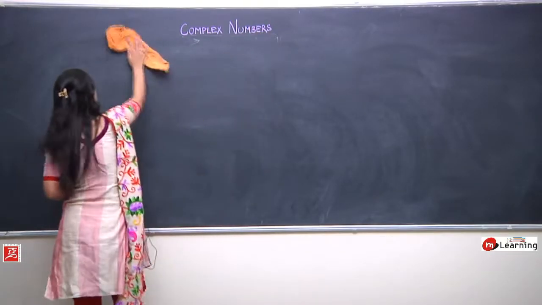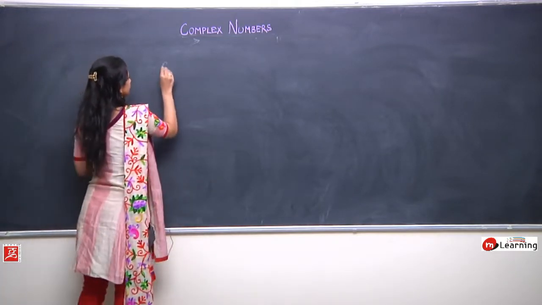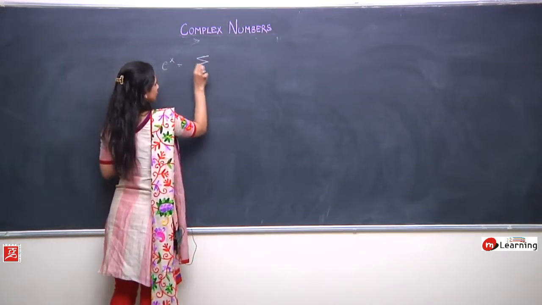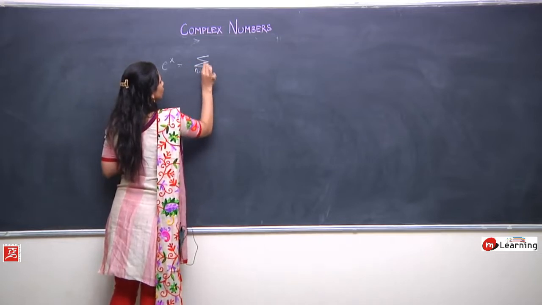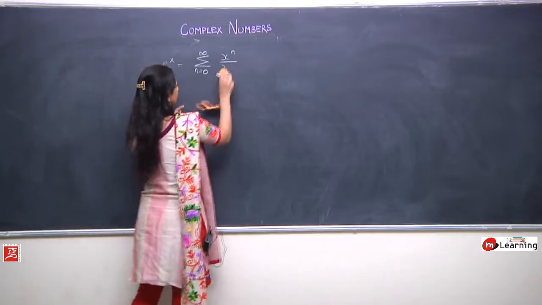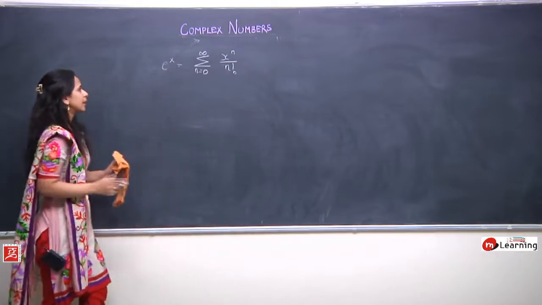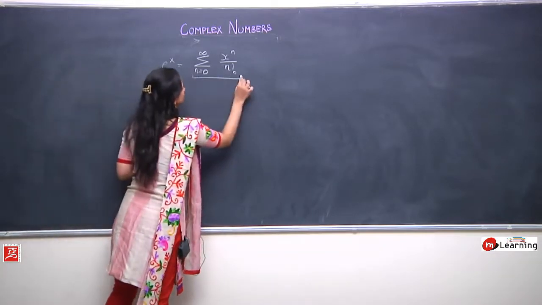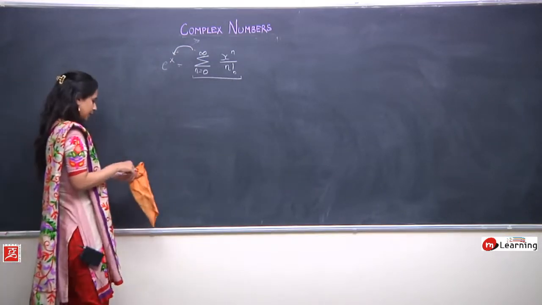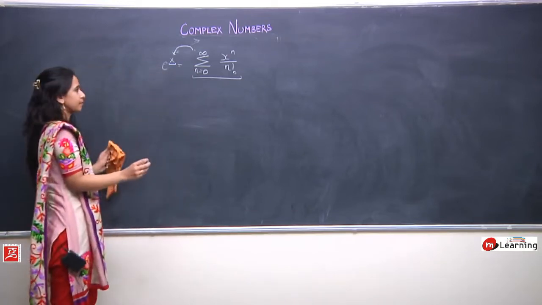We know that if x is a real number, then e to the power x can be represented by this series, that is, summation n from 0 to infinity, x to the power n by n factorial. This is something that we all know: the summation of this series always converges to e to the power x. Now what I am doing is, I am replacing this x by z.